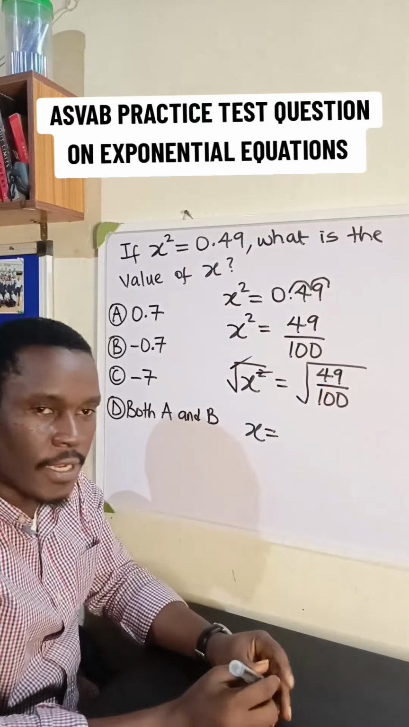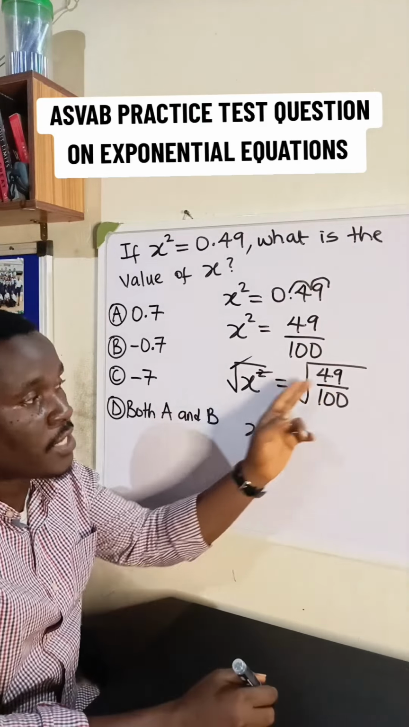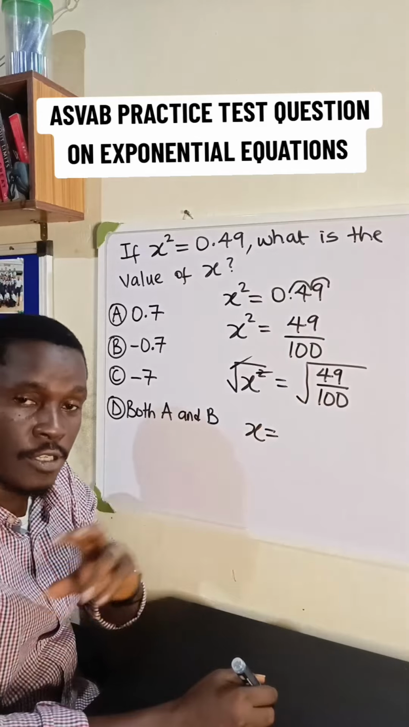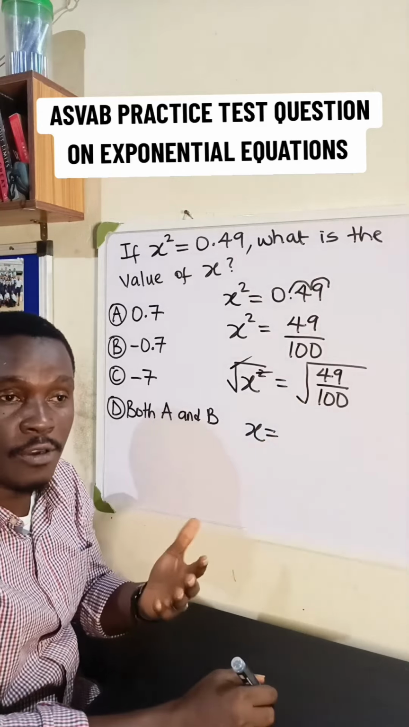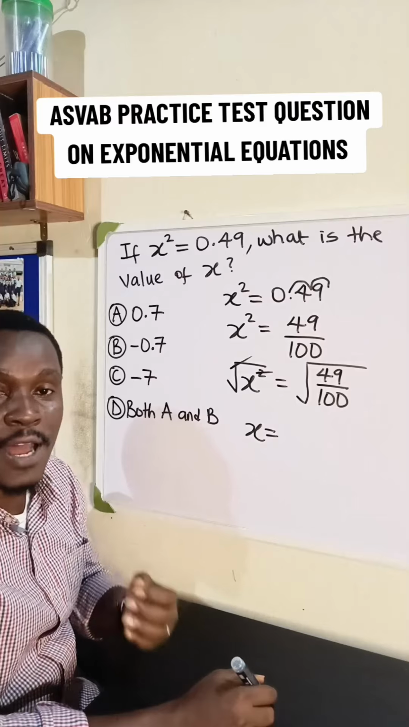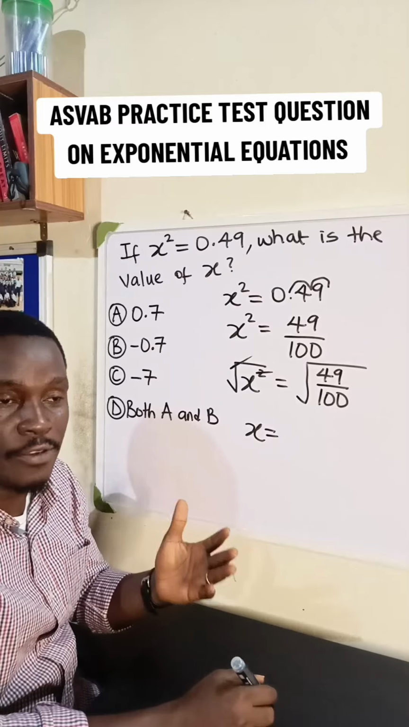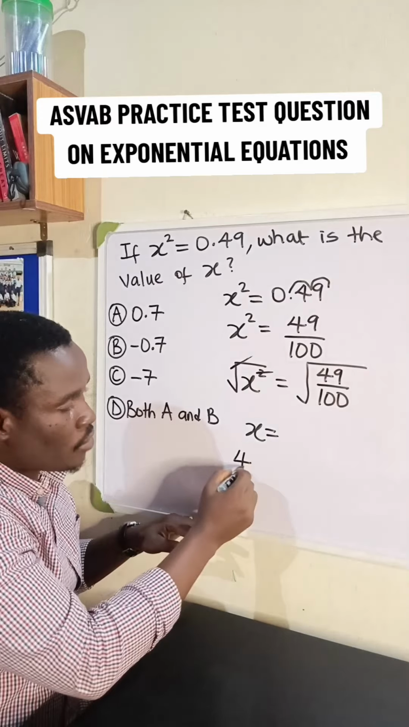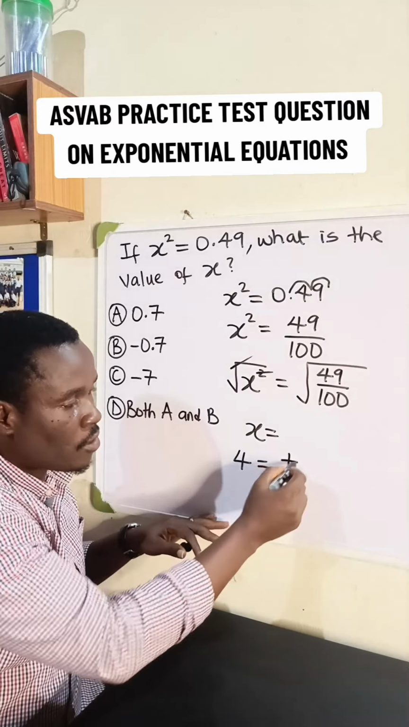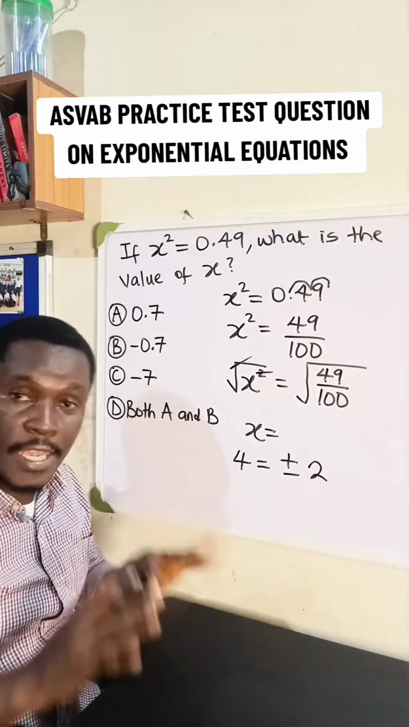What is the square root of 49? In algebra, if you say the square root of 49 is 7, you're wrong. Also, if you say the square root of 100 is 10, you are wrong, because it's possible to have a positive and a negative value. How do we know? Let's take 4 as an example. What is the square root of 4? The square root of 4 is plus or minus 2 in algebra.